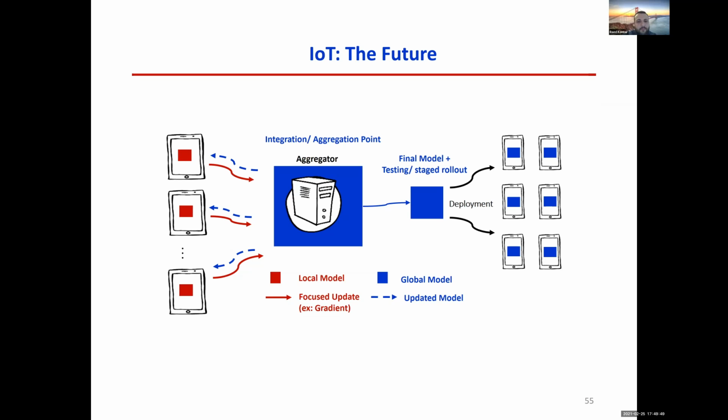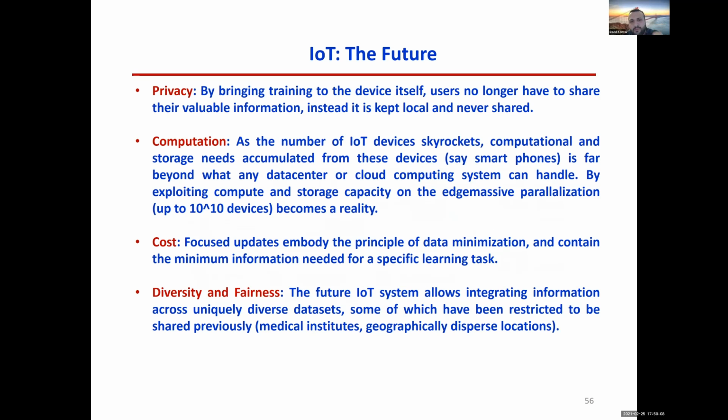It's basically moving away from the cloud to the crowd, where inference is not done on the cloud. Rather, devices just send focused updates to a central server, and this central server only aggregates these updates to build a big model. Okay. So what are the key advantages here? The main advantage is privacy. Because by bringing training to the device, the users no longer need to share their valuable information. Instead, their data is kept local.